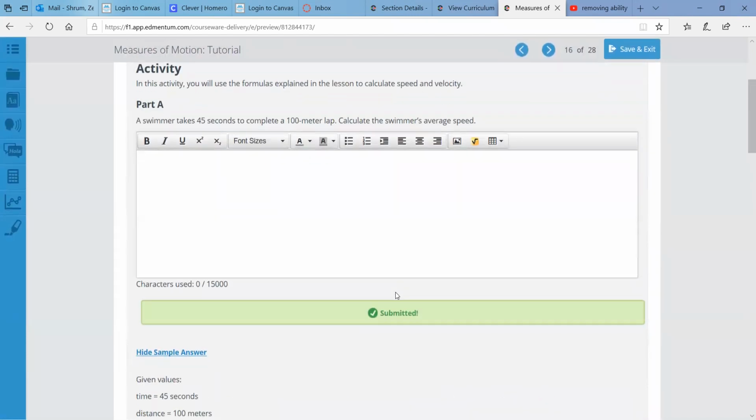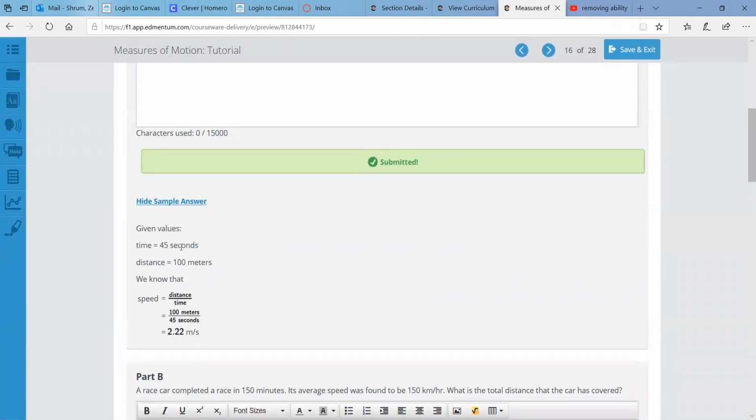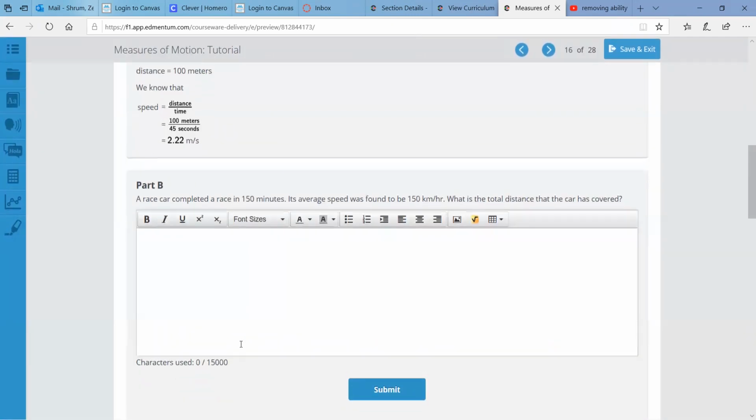A swimmer takes 45 seconds to complete a 100-meter lap. What's the average speed? So we're given 45 seconds. He's swimming 100 meters. So speed equals distance divided by time. 100 meters divided by 45 seconds. 2.22 meters per second. No direction needed.